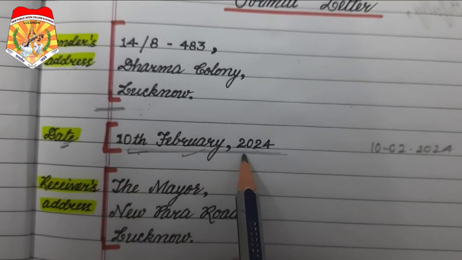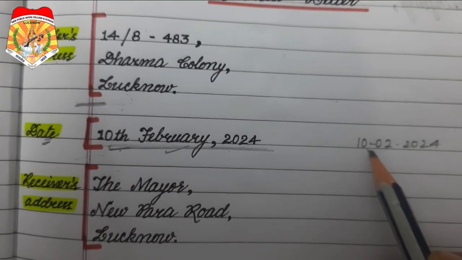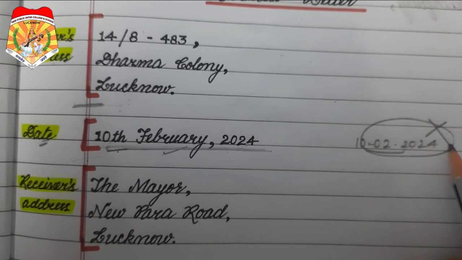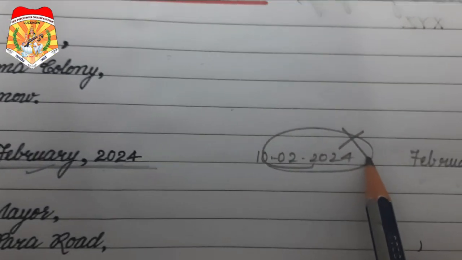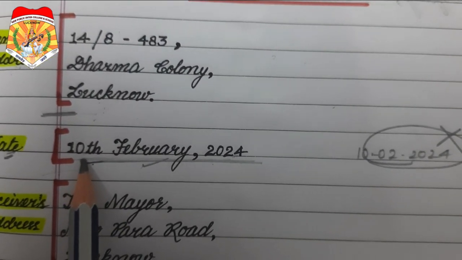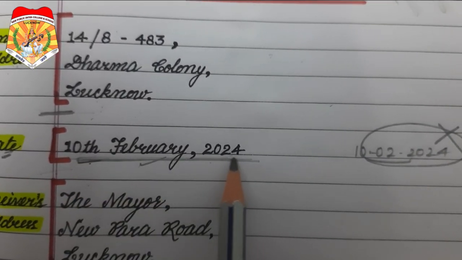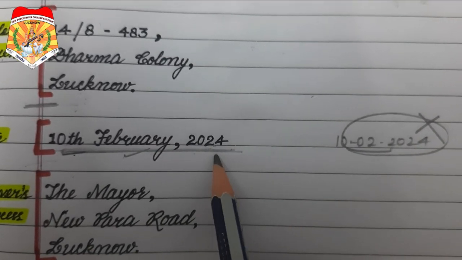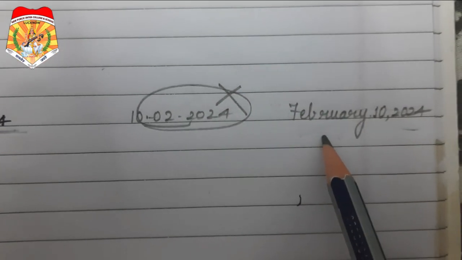Normally, you write the date in such a way that is absolutely wrong. You should not write it like this at all. You will write date only in these two formats. The first is in front of you, and the second one will be written like this.